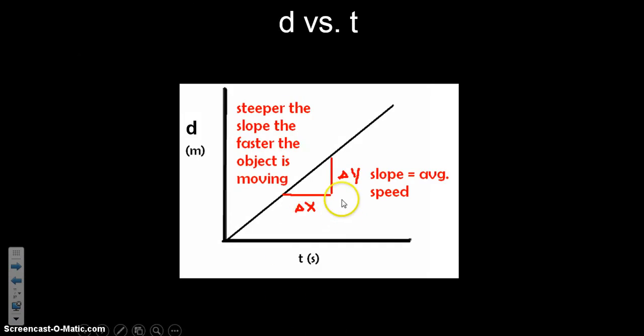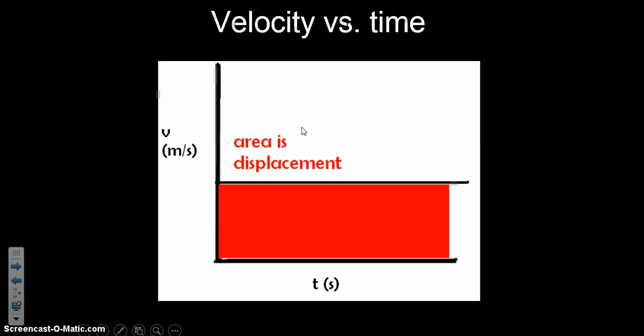Okay, so just to reiterate one more time, to get the slope, you need the change in y, or the rise, over the change in x, or the run. In this case, it's distance divided by time. And you can even look at the units. That's going to be meters per second. So that'll give us velocity. The steeper the slope, the faster the object is moving. Just to reiterate again, area under the velocity curve will give us displacement.